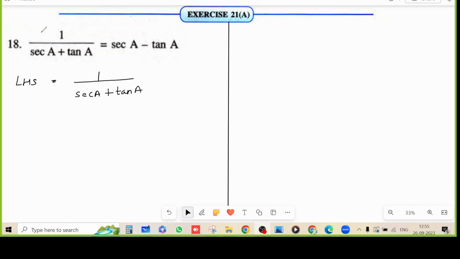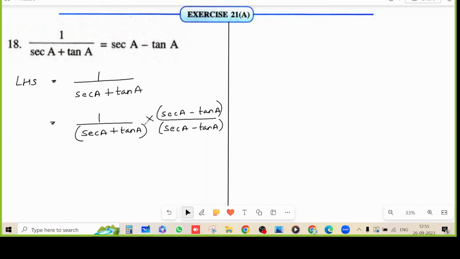Let's begin with question number 18. The left hand side is given as 1 upon sec A plus tan A. Now in this we are going to multiply the numerator and denominator by sec A minus tan A. So here the numerator and denominator both can be multiplied with the same expression. The numerator will become sec A minus tan A, and the denominator will become sec square A minus tan square A.